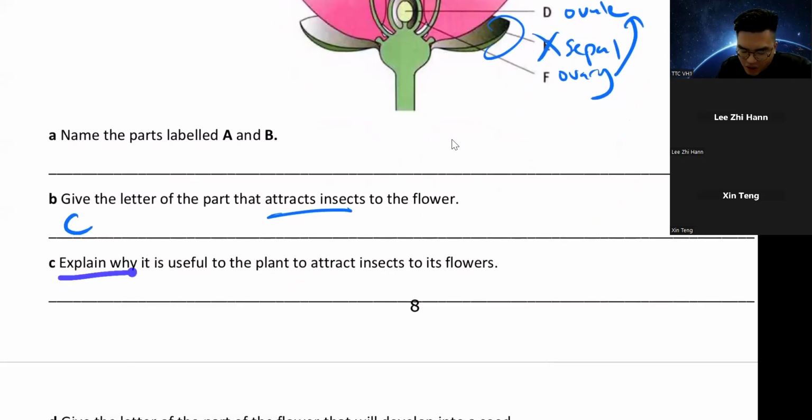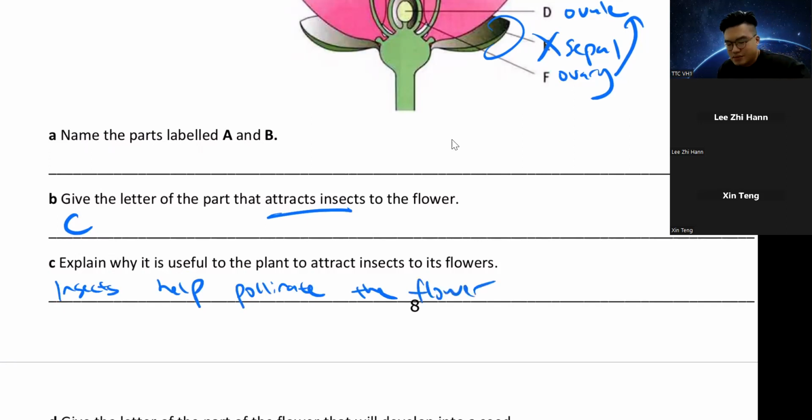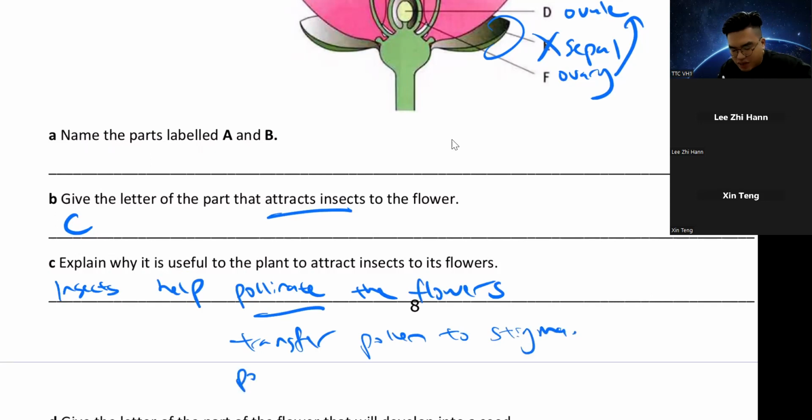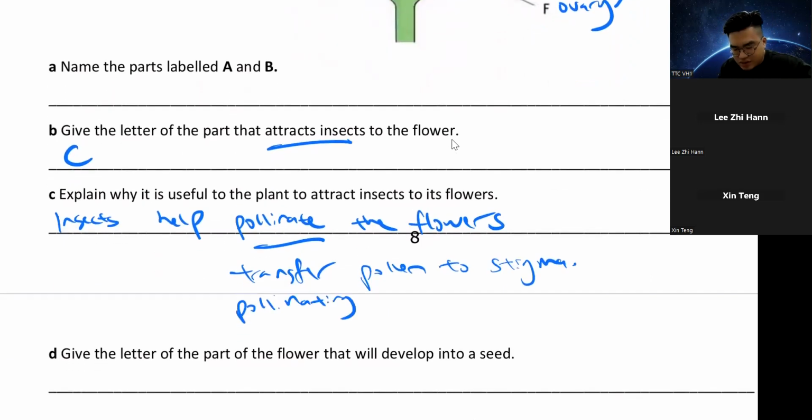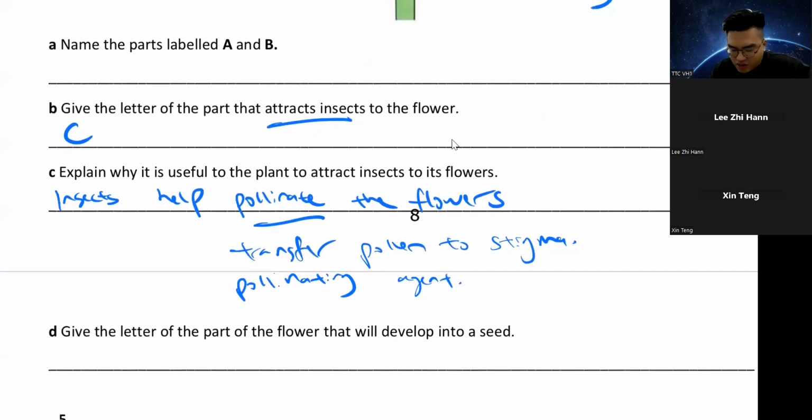Okay, C. Explain why it is useful to the plant to attract insects to the flower. Okay, so that the insect help pollinate the flowers. If you don't want to say pollinate, you can say insect help transfer pollen to stigma. Okay, or you can say insects are pollinating agent. Can also. A lot of choices for you to choose. So you choose one.